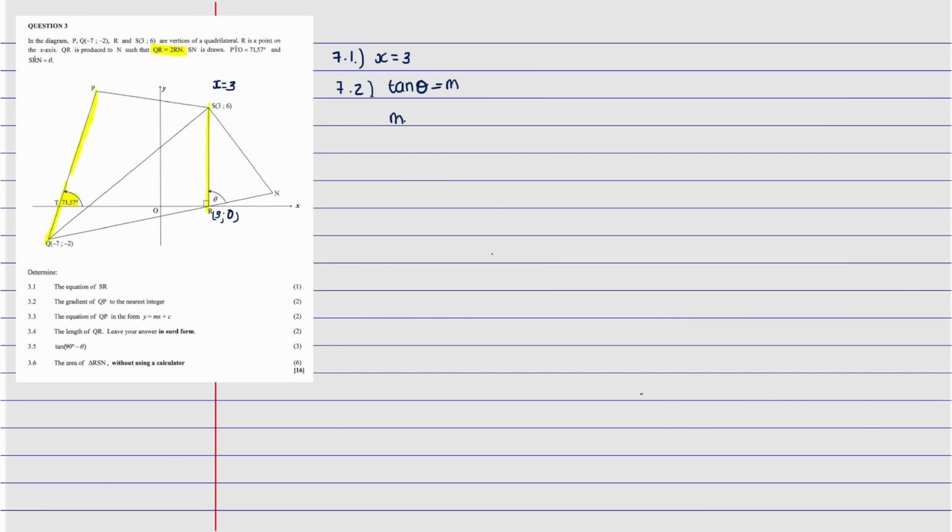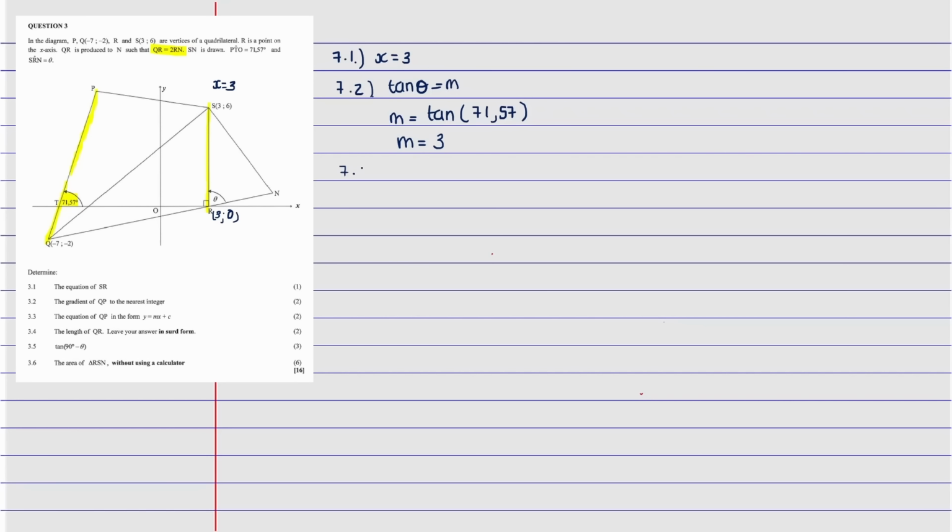So meaning the gradient is equal to tan of 71.57. They say to the nearest integer. So the gradient is going to be equal to 3. So our gradient here is going to be 3, right?